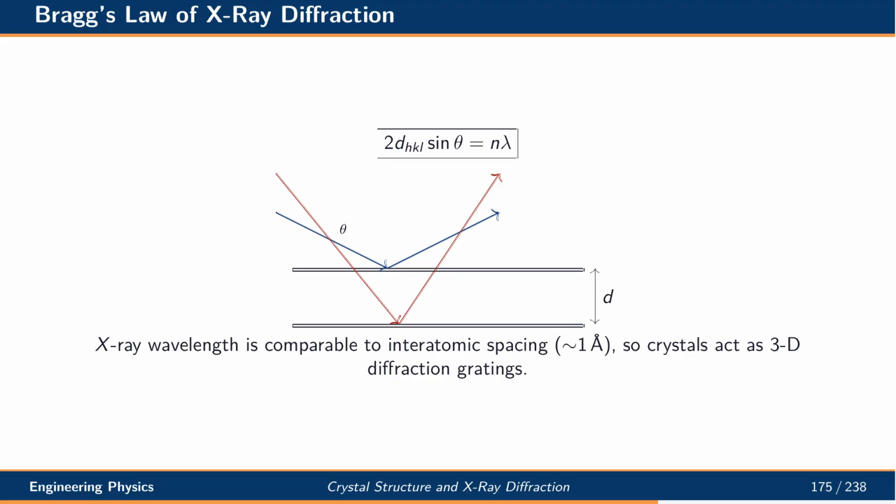Bragg's law states that constructive interference of X-rays reflected from successive crystal planes occurs when twice the interplanar spacing times the sine of the glancing angle equals an integer multiple of the wavelength. Because X-ray wavelengths are comparable to interatomic spacings, crystals act as 3-dimensional diffraction gratings. Measuring the angles at which diffraction occurs gives direct information about the spacing and arrangement.